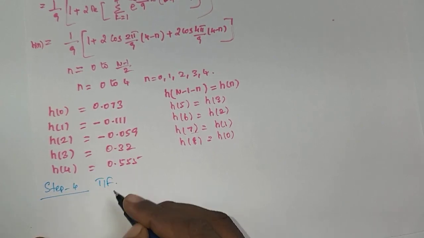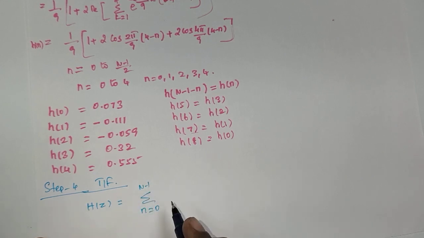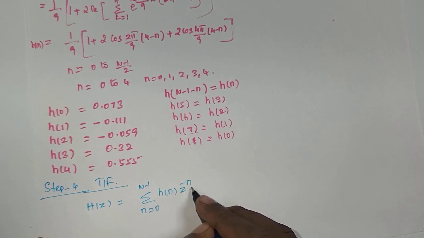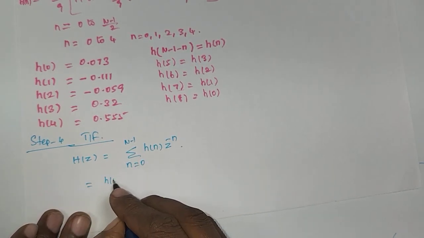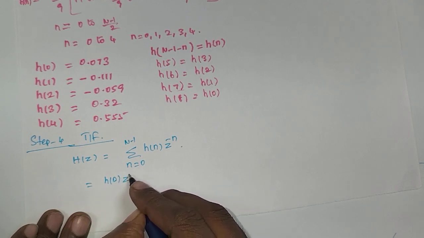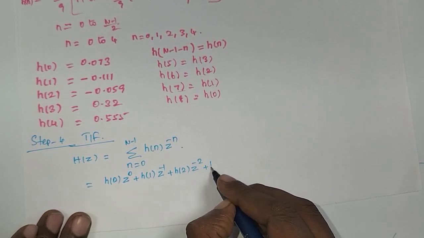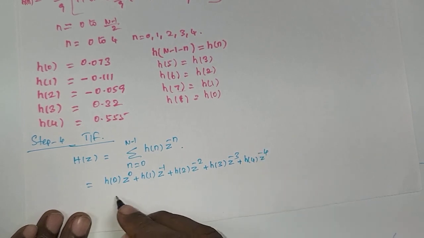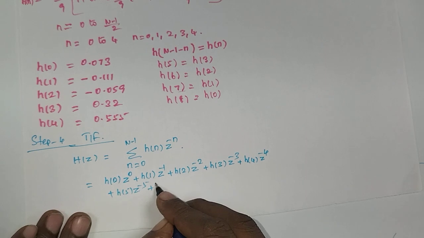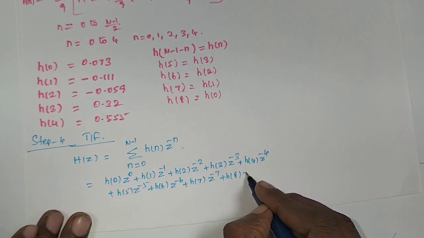The transfer function: the formula to find the transfer function is H of z is equal to summation n is equal to 0 to N minus 1, h of n into z power minus n. So from this, for different h values: h of 0 into z power 0 plus h of 1 z power minus 1, plus h of 2 z power minus 2 plus h of 3 z power minus 3 plus h of 4 z power minus 4 plus h of 5 z power minus 5 plus h of 6 z power minus 6 plus h of 7 z power minus 7 plus h of 8 into z power minus 8.